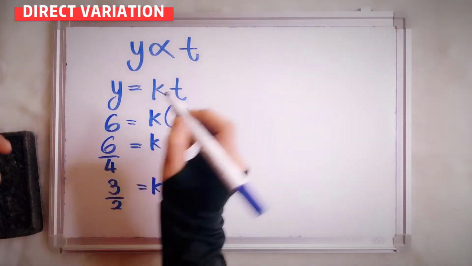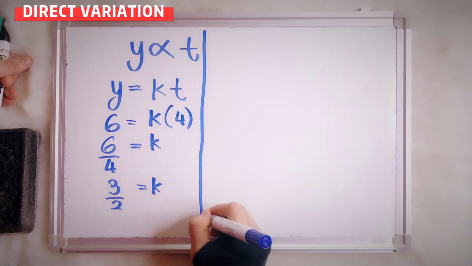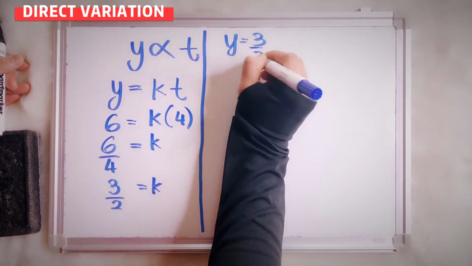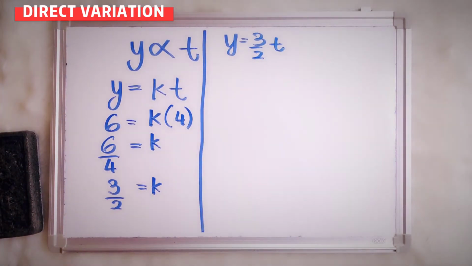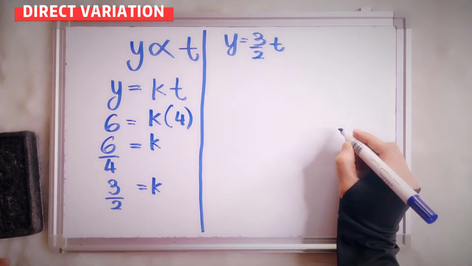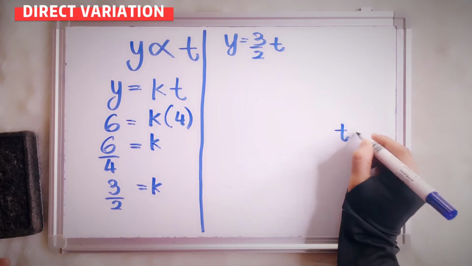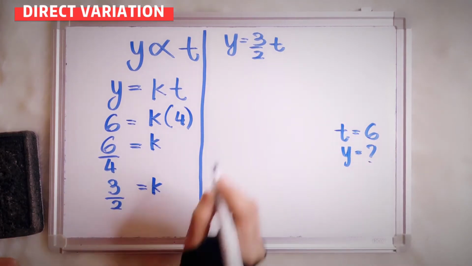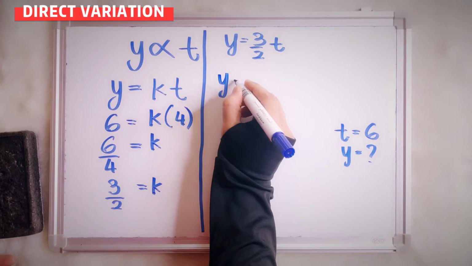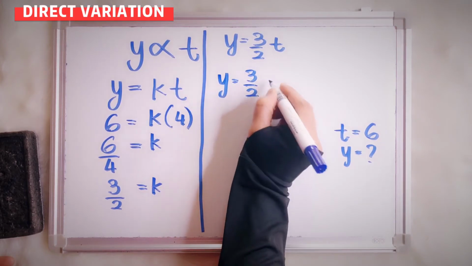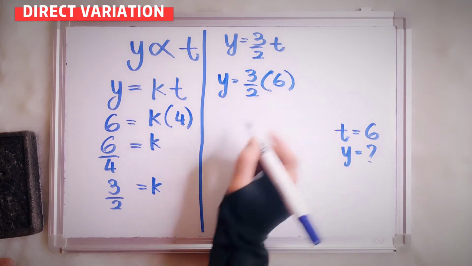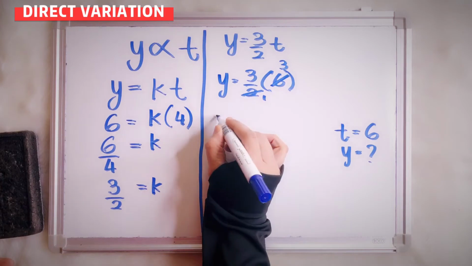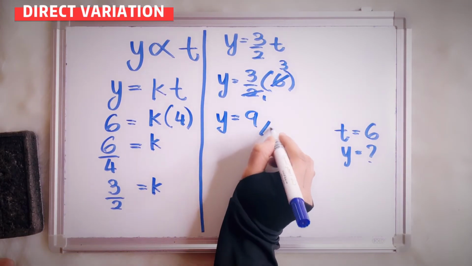okay, the next one. Alright. Okay, same equation you have to put here. So y equals 3 over 2 t. Okay. So the next one, the question will give you the value for t. Your t equals 6, so you have to find what is the value for y. Okay, now y equals 3 over 2 and your t is 6. Okay, so this is 1 and here is 3. So 3 times 3, that means your y is equal to 9.